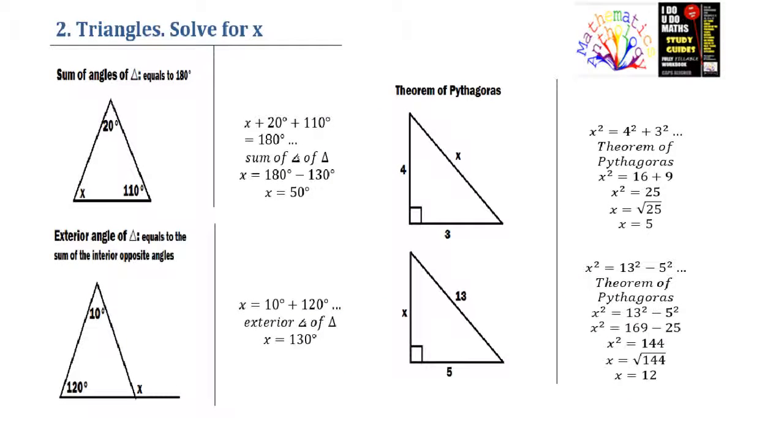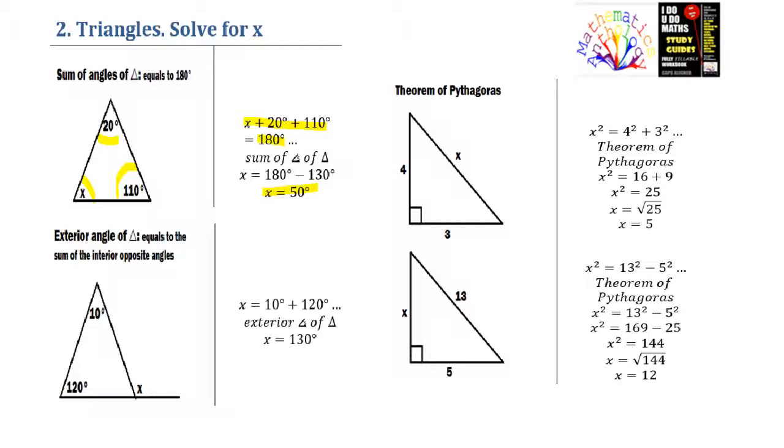Triangles, solving for x, so you can get sum of angles of a triangle. We know that the sum of angles of a triangle is equal to 180. So I have three angles in a triangle, x, 20, and 110. To solve for x, I need to add all of them. So x plus 20 plus 110 must equal 180. Solve for x, I get an answer there of 50 degrees.